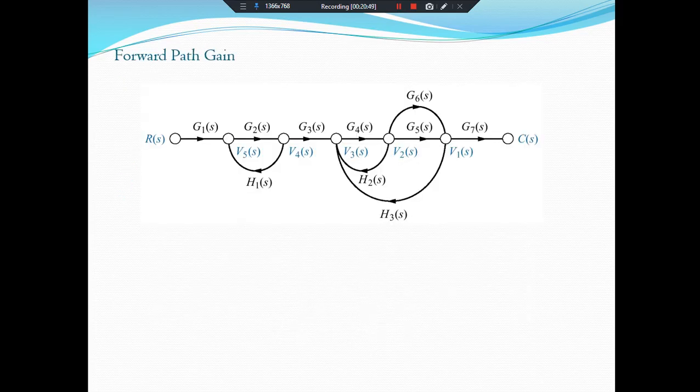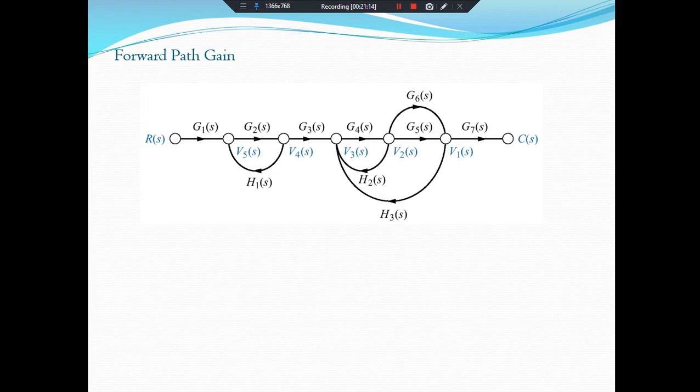The second term that you should be familiar with is the forward path gain. How can you define a forward path gain? The forward path gain is the product of gains found by traversing the path from the input node to the output node of the signal flow graph in the direction of the signal flow. You start from the input node and reach the output node. You can follow any path, but you should end at the output node.